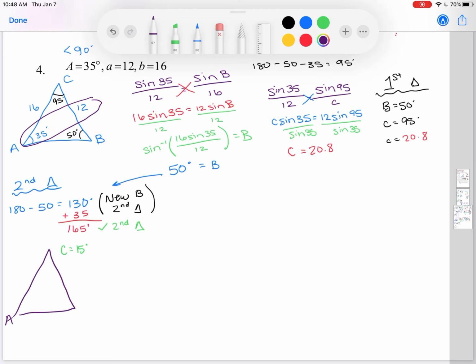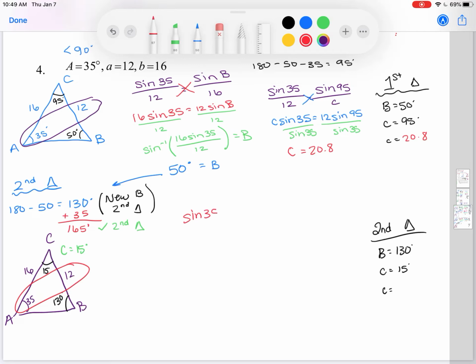So there's my first triangle. Second triangle, again, build it. We have A, B, C. A is still the same information, 35, 12, and little b is 16. But in this case, I now know my angle B is 130 degrees, making my angle C this time 15 degrees. Again, labeling my information as I receive it. Now I'm left with little c that I'm going to have to solve for, and I use law of sines again with the matching set.